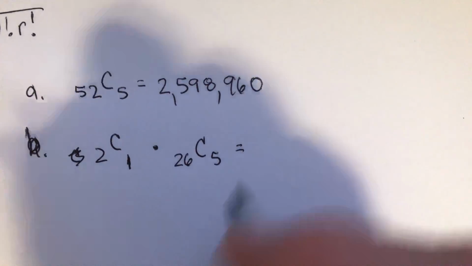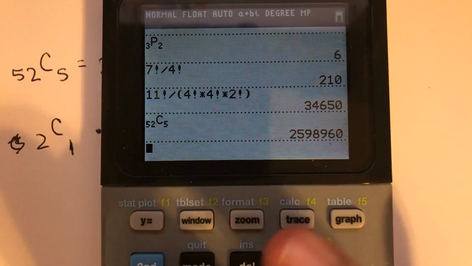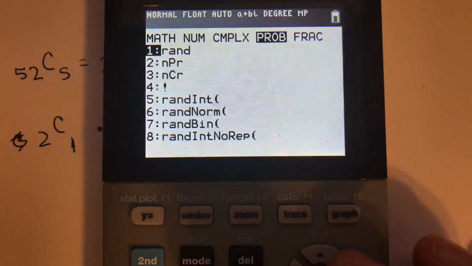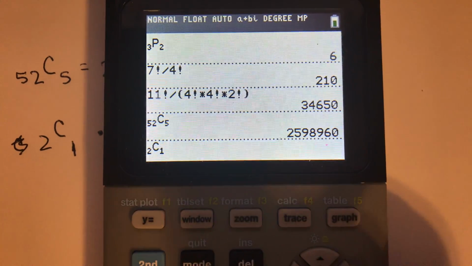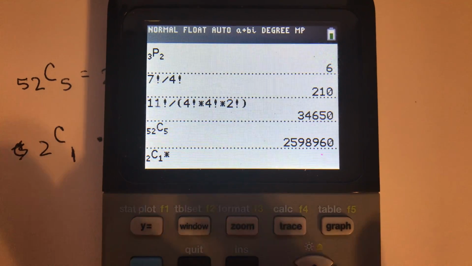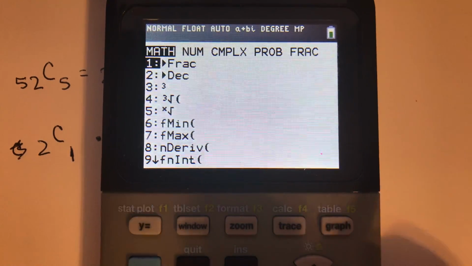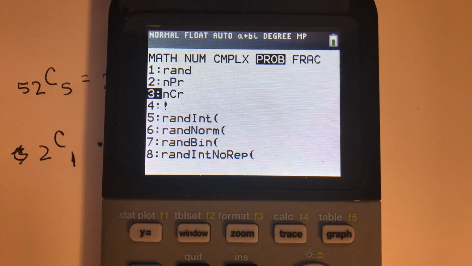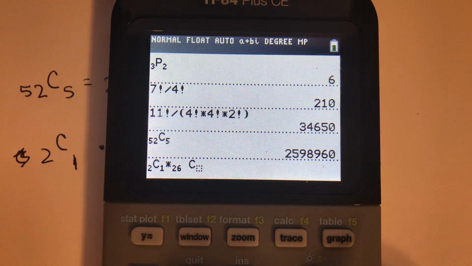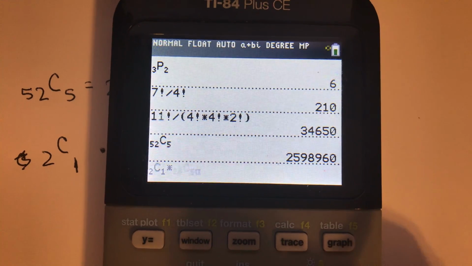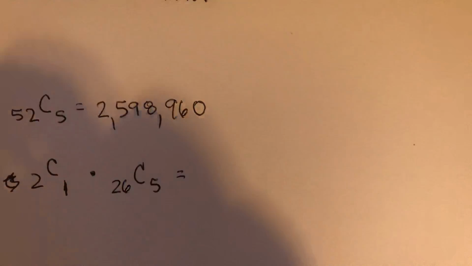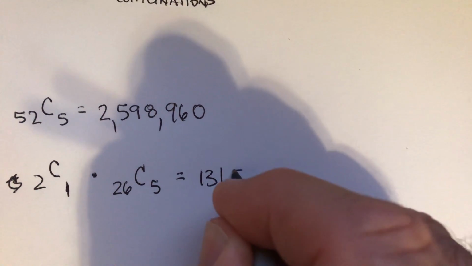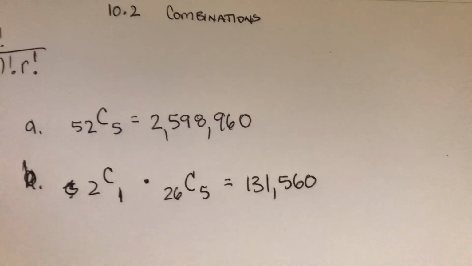So 2C1, I'll show you how to do this on your calculator, times 26 C5, and I get 131,560. That's how that works.